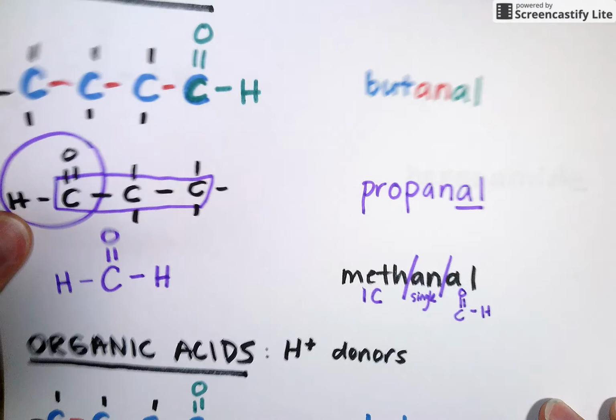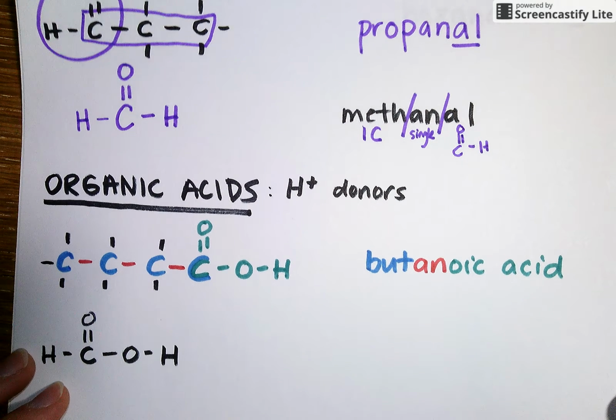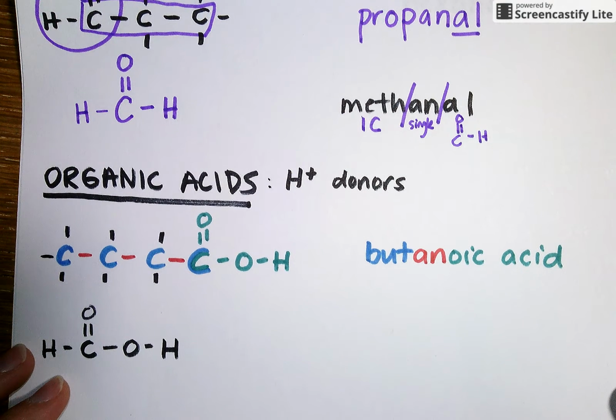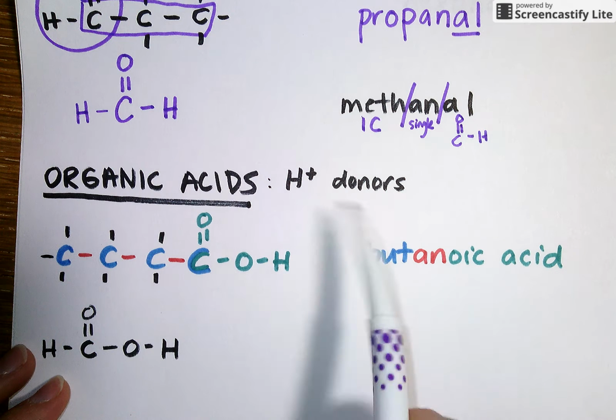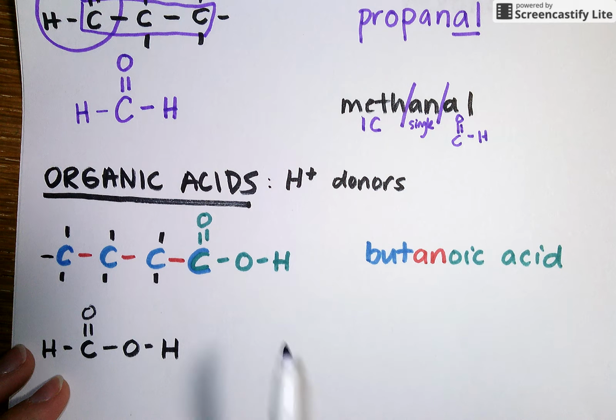The second class of molecules that I want to take a look at are the organic acids. And right in the name, it tells us that these molecules are going to be slightly acidic. And that's because they are H+ donors. They give off H+ in solution. And it's going to be this last H that is easy to fall off of this particular molecule.